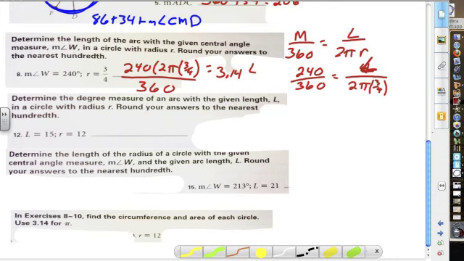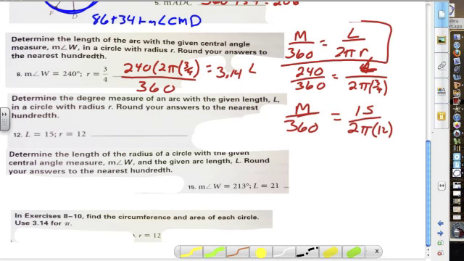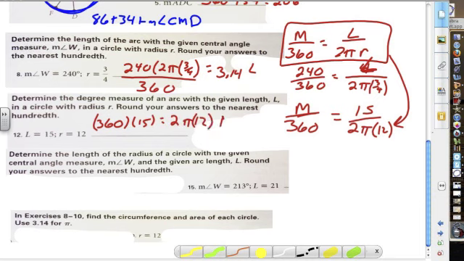Okay, determine the degree measure of an arc. I know my L, I know my R. Hey, same formula. M over 360 equals L over 2 pi R. I put in my L is 15. My R is 2 pi times 12. So I just used the same formula again. I plugged in my new numbers. Now I just do the cross multiplying again. So this time I see 360 times 15 would have to equal my 2 times pi times 12 times m.